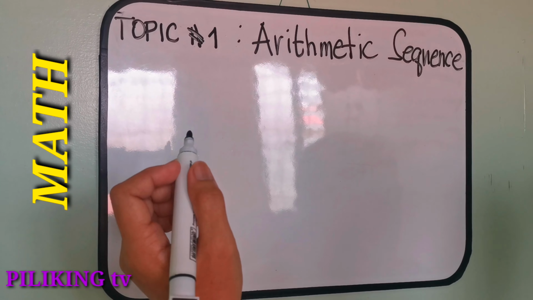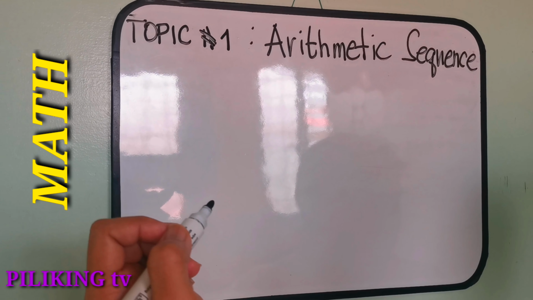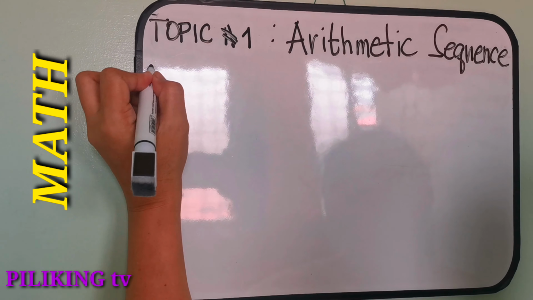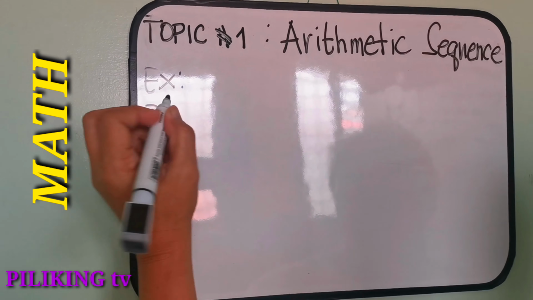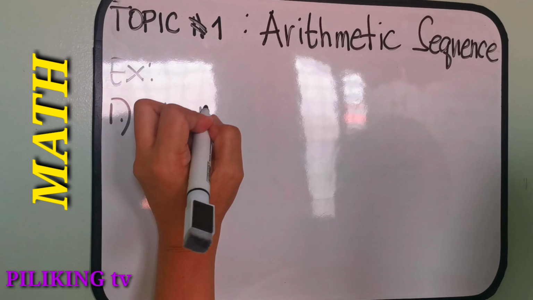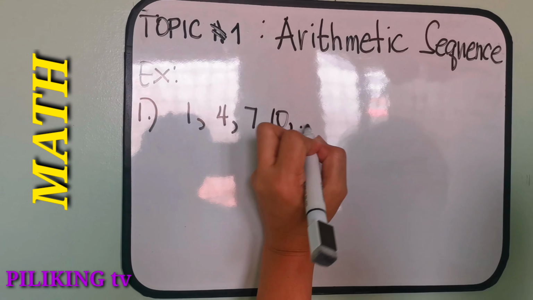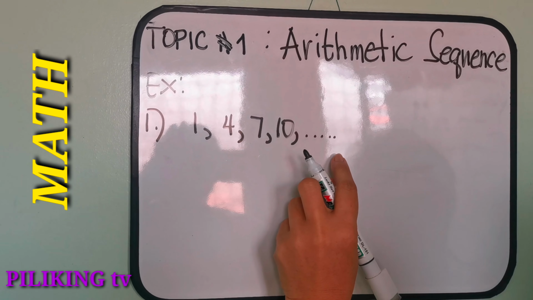Arithmetic sequence is a sequence where every term after the first is obtained by adding a constant called the common difference. So what are some of the examples? So let's have number 1. We have 1, 4, 7, 10. Okay, so the dots here indicate that it is infinite.